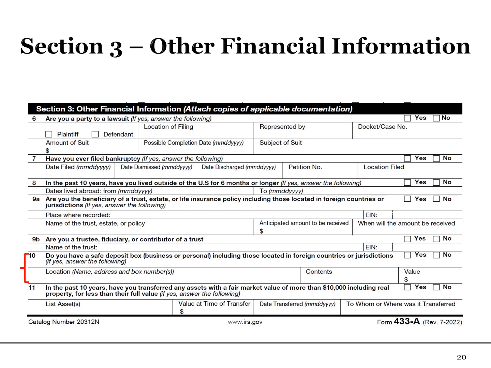Here, the IRS wants to know about safe deposit boxes you may have, and once again with emphasis on any foreign deposits that may exist.